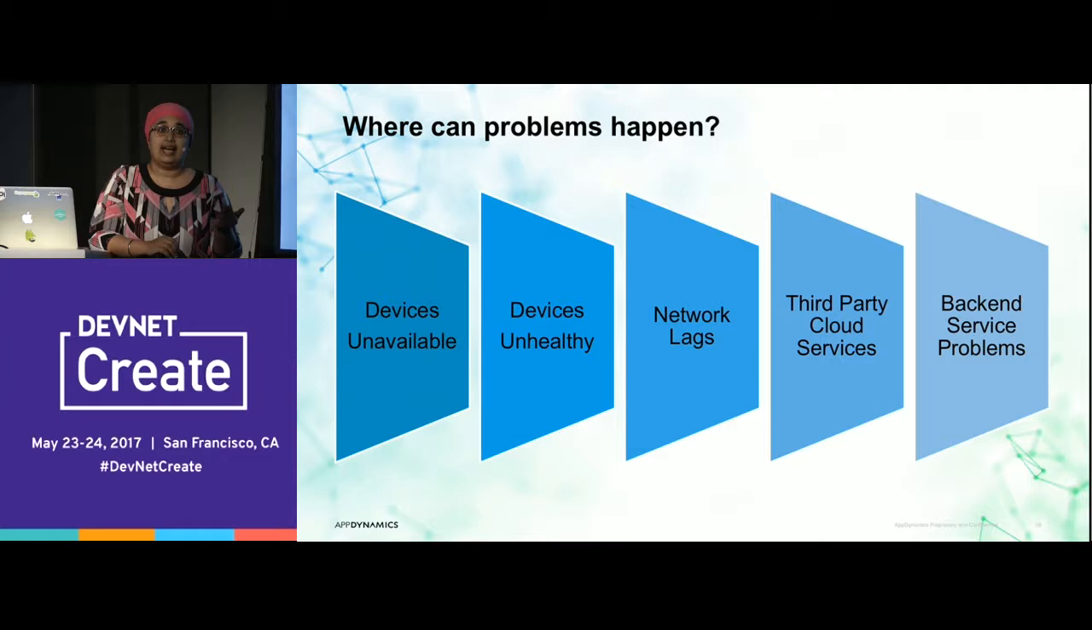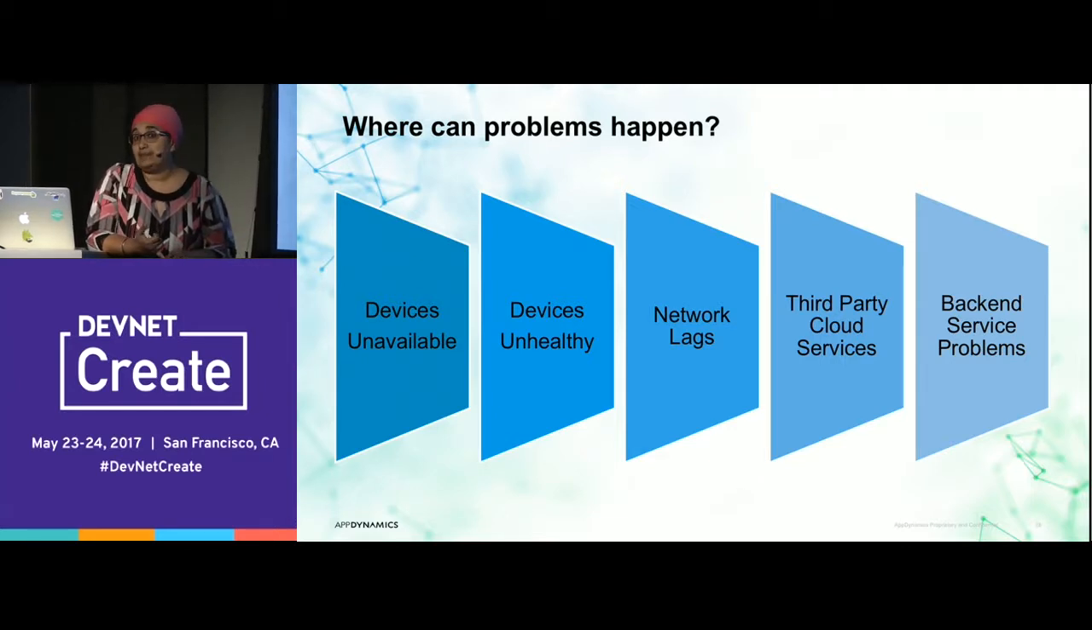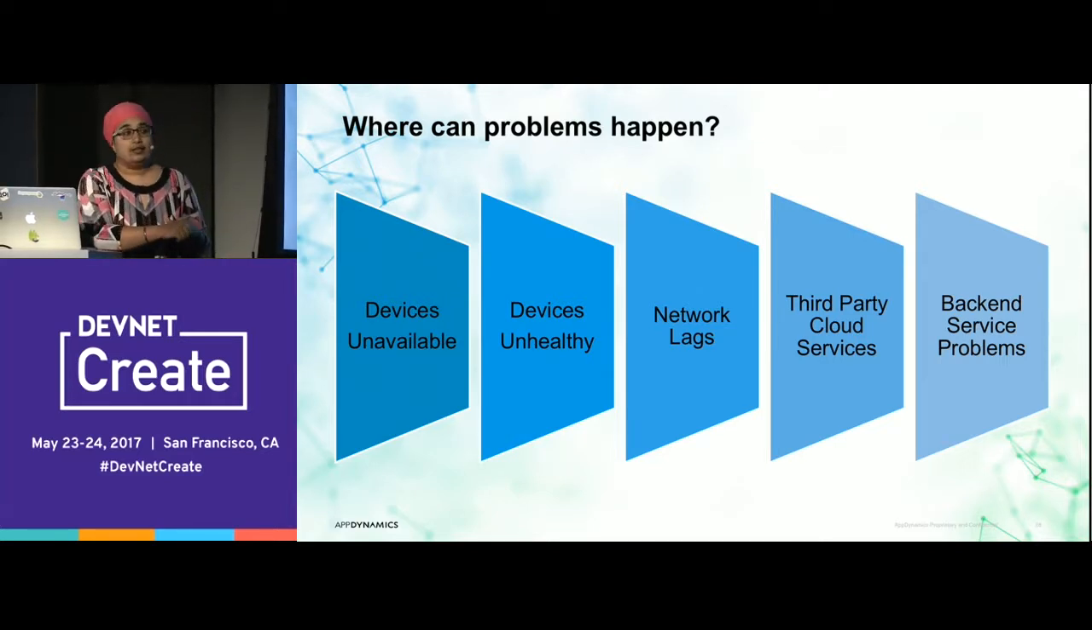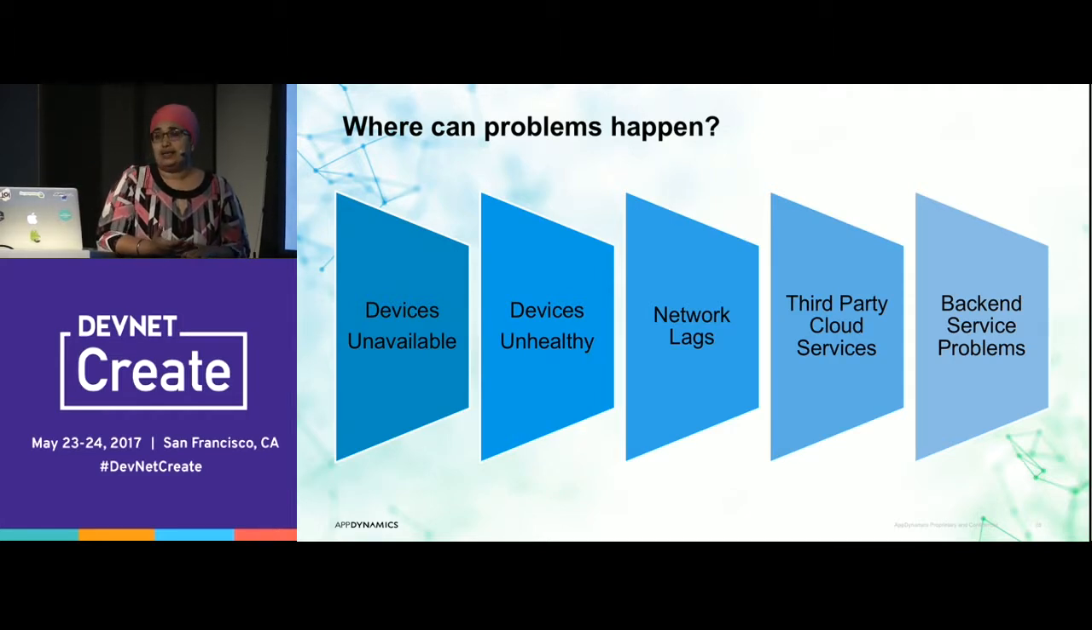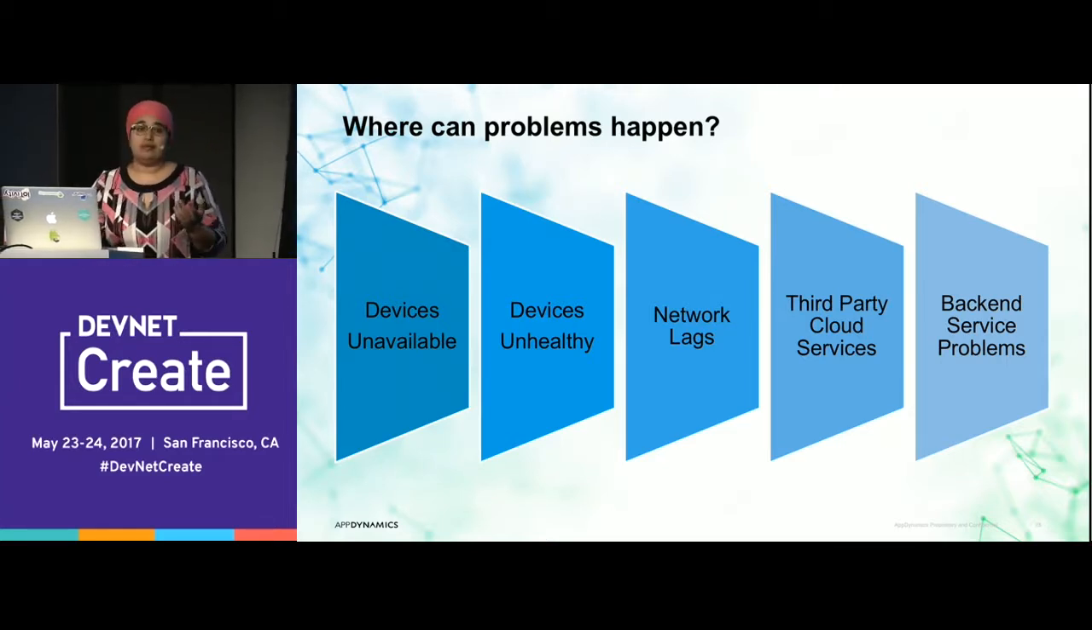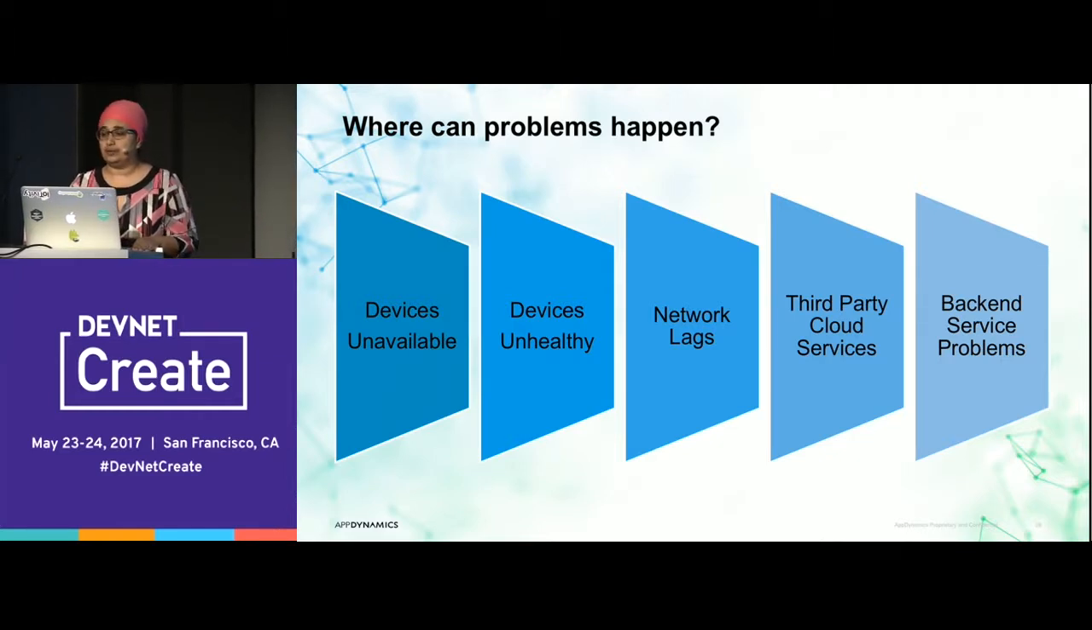There are network lags. You're in a place where there is spotty connectivity, you've lost connectivity, or just there is a problem at the back end. You now have third-party cloud services in the picture, like I mentioned earlier, and there is an unpredictability because of that. And your own web services could also go down.